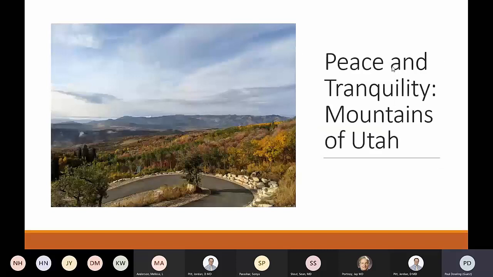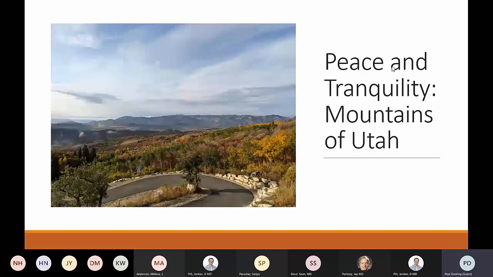And this is a picture from yesterday morning from my balcony off the front of the house, the deck, and the leaves are starting to turn here in Utah, and another beautiful day. So, as I said, peace and tranquility, which is good in retirement.